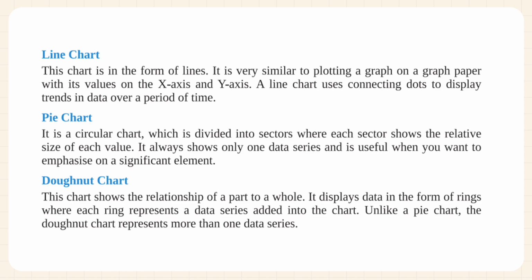Pie chart. It is a circular chart which is divided into sectors where each sector shows the relative size of each value. It always shows only one data series and is useful when you want to emphasize on a significant element. Donut chart. This chart shows the relationship of a part to a whole. It displays data in the form of rings where each ring represents a data series added into the chart. Unlike a pie chart, the donut chart represents more than one data series.